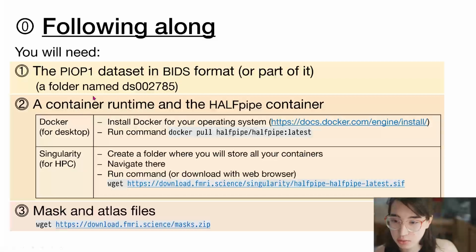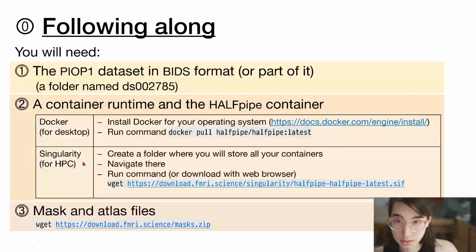The second thing that you will need is a container runtime, because HALFpipe is distributed as a container. So that means that for desktop, usually the easiest thing is to just install Docker Desktop, which you can just download here at this link. And then you just have one command to run, and that will get you HALFpipe, and that will get you up and running. So you should have a copy of these slides somewhere. Then I think you should just be able to click the links and find out what's going on.